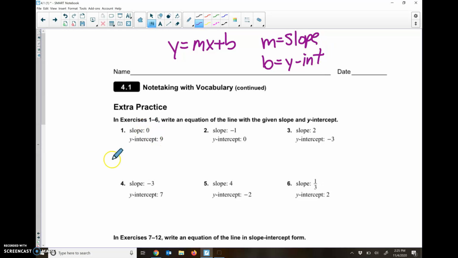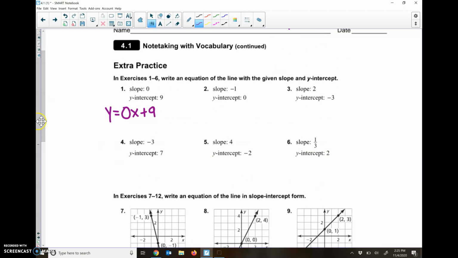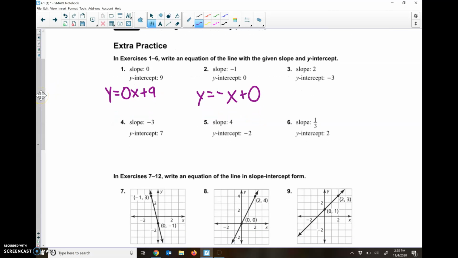Okay, so I have a slope of 0 and a y-intercept of 9, so y equals 0x plus 9. You don't really need the 0x, you can just do y equals 9. Here, kind of the same thing. We got a 0 in there, so y equals negative 1x, or negative x, plus 0. Again, we don't really need the 0 in there. It doesn't do anything. Here's one that actually has 2 actual numbers. So my slope is 2, so y equals 2x. My y-intercept is negative 3, so minus 3.